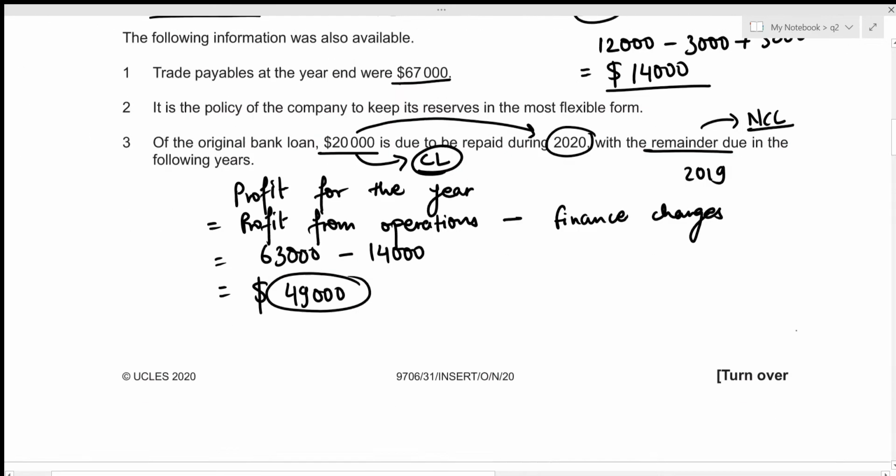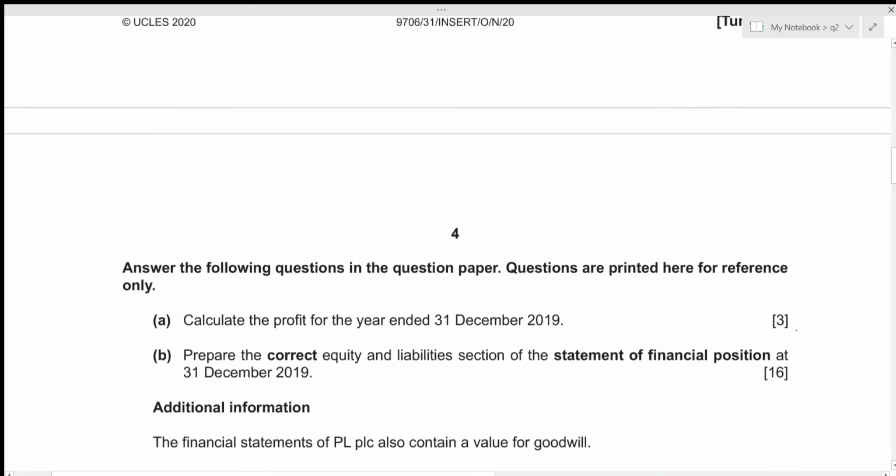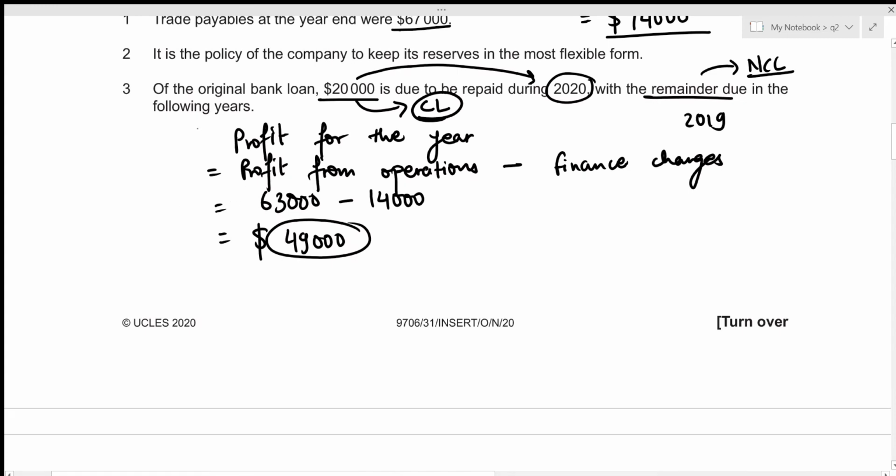Okay, now let's move to our first question. For the first part, we need to calculate the profit for the year ended 31st December 2019, which we already did. So we just need to copy this entire thing for our solution. Let's write it down.